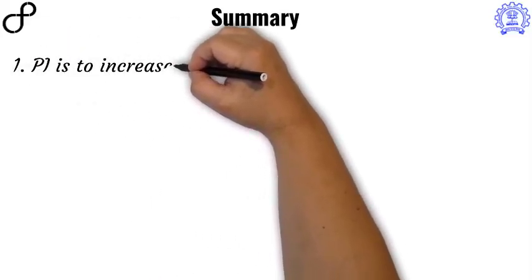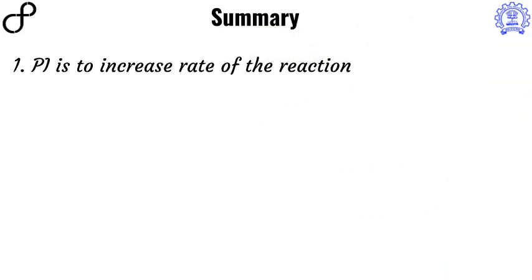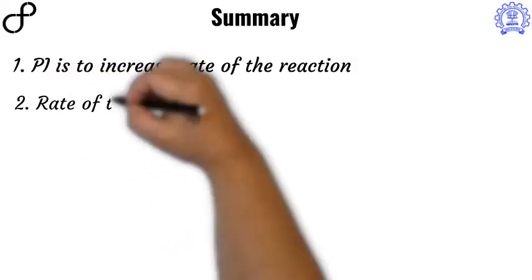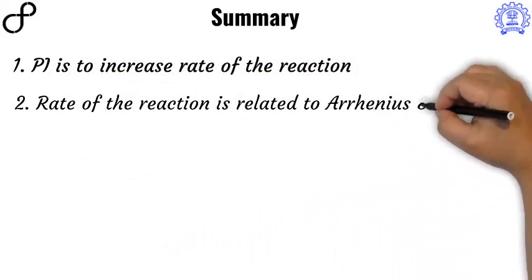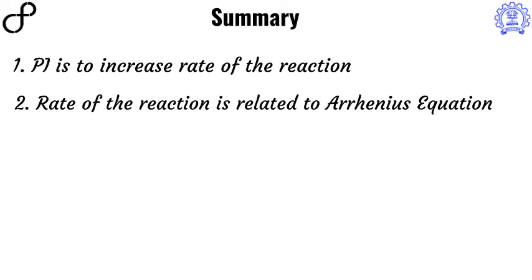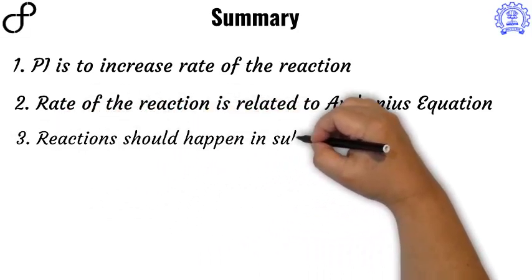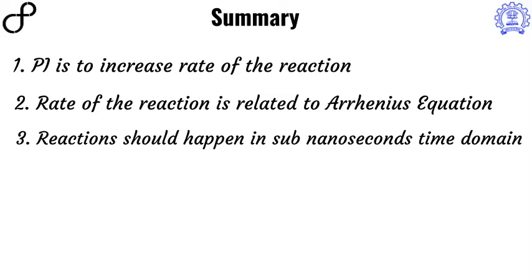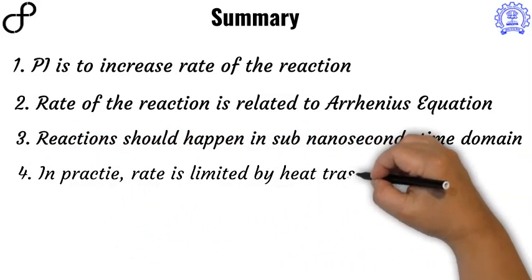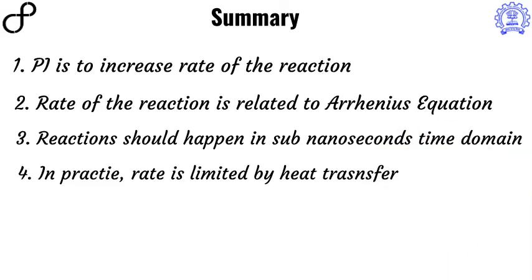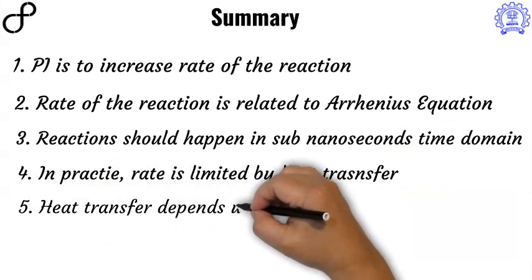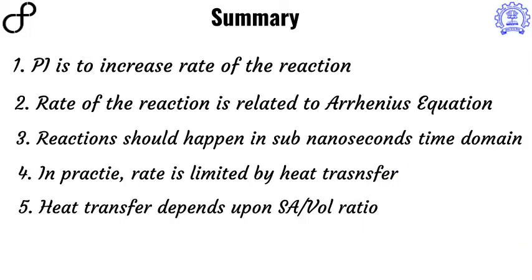Let us summarize the main learnings from this module. First is that process intensification is related to the rate of the reaction. Second is that the rate of reaction is given by the Arrhenius equation. We also learned that the actual reaction happens in the sub-nanosecond time domain. However, we do not practice chemistry in this time domain due to the limitation of the heat transferability of the tools, which depends upon the surface area to volume ratio of the reactor.